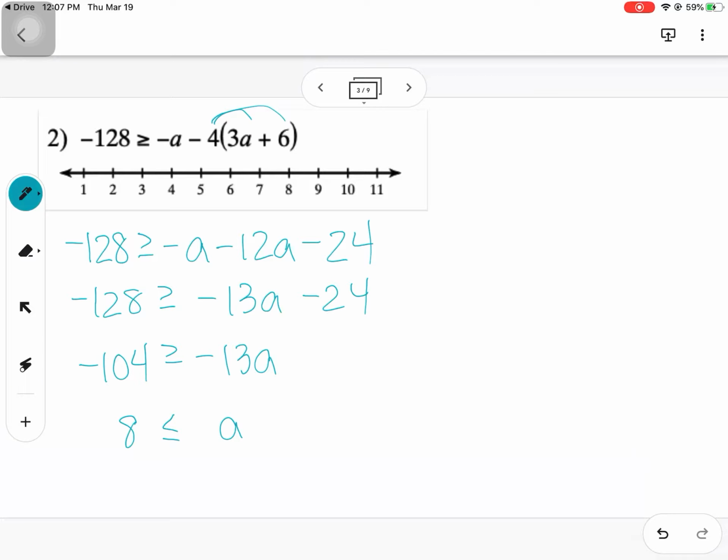The other thing we like with inequalities is for our variable to be on the left side, at least for when we graph it. So if I wanted to flip this, I can put my a on the left and my 8 on the right. I have to make sure that the inequality is still open towards the a. And so this really says a is greater than or equal to 8. When I go to graph this, the equal to tells me there's going to be a closed circle on the 8. A is greater than, so everything to the right. That would be my final answer.